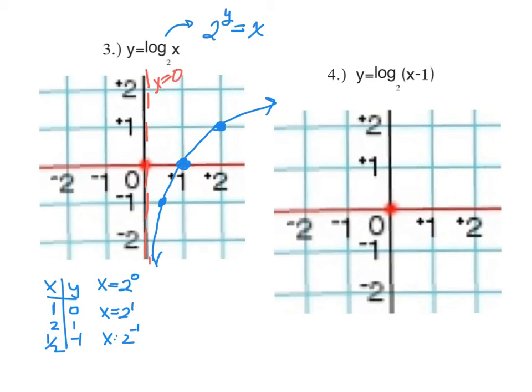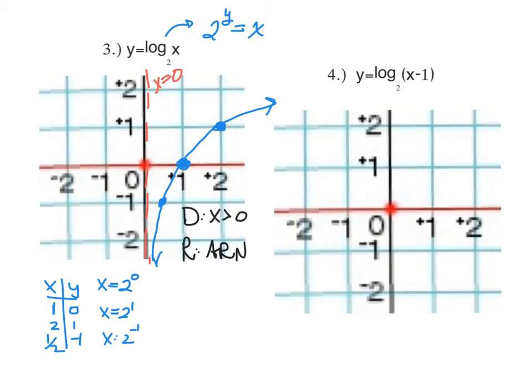Thinking about domains and ranges, this time we can't use negative x values. This curve stays to the right of the y-axis. That means that all of the x values have to be greater than 0. As far as the range is concerned, this curve will go down to negative infinity, and it'll go all the way up to positive infinity. So now the range is all real numbers.